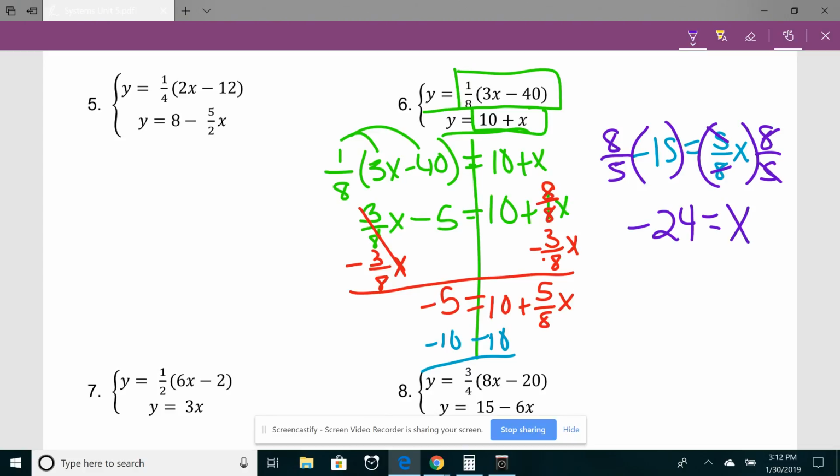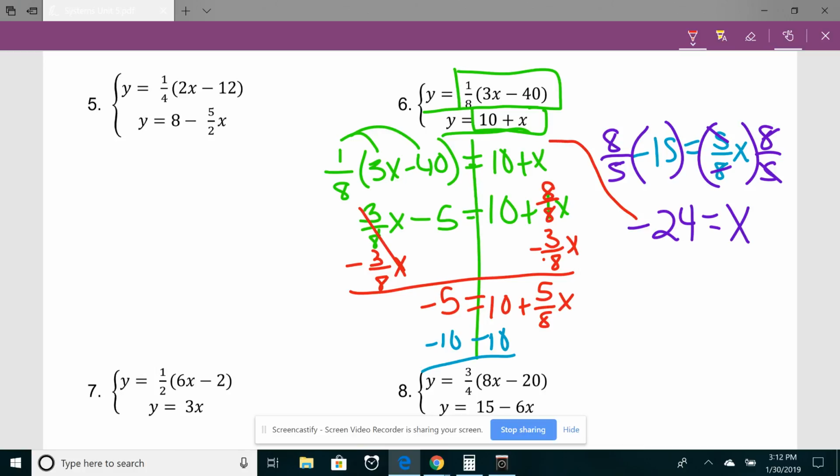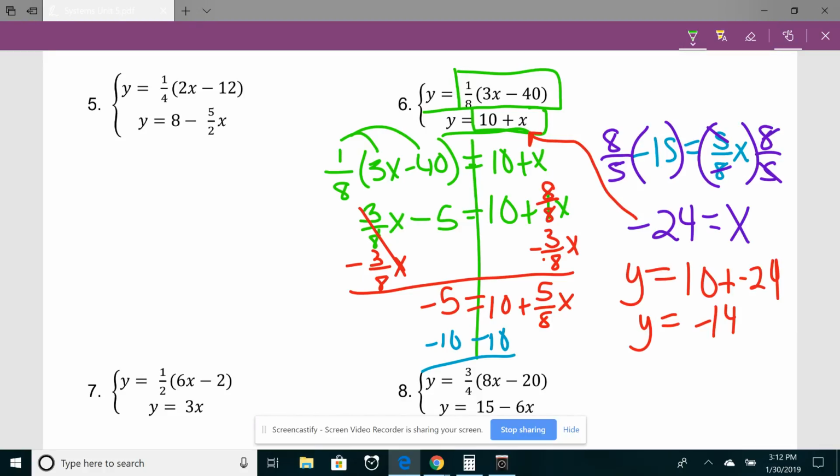But again, I'm not done. I have to plug it back in to solve for y. So I'm going to take this negative 24 and plug it into this one. That's a lot easier than the top one. So we have y equals 10 plus negative 24, which is negative 14. So my solution is negative 24, negative 14.